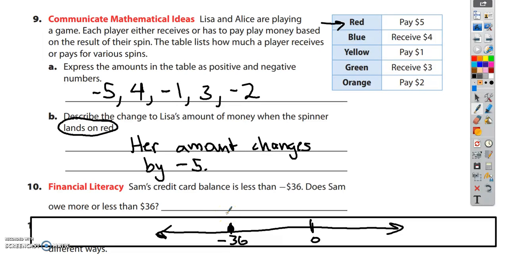Does Sam owe more than or less than $36? Well, his credit card balance is less than negative 36, so his credit card balance is over here. And how much he owes is what it would take to get it up to 0. So an example of the amount of money that Sam would owe would be something like negative 40. So if he owed negative 40, he would need to pay 40 to get to 0, which means that it would be more than $36. These are the trickiest ones. Okay, let's move on.